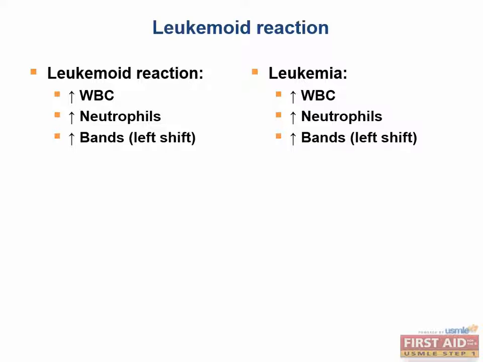This is known as a left shift because in the early days when they used to record all these counts on paper, the bands were on the far left of the page, and when a patient had a bandemia, the count would shift to the left of the page, and they would call that a left shift. So how can we distinguish a leukemoid reaction from a leukemia?